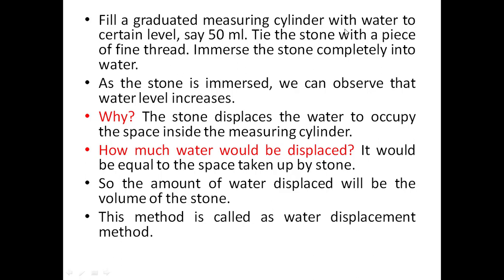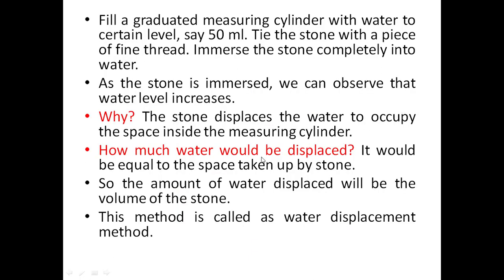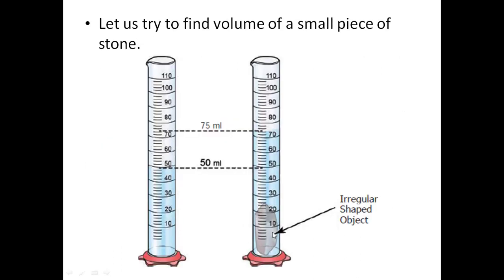Fill a graduated measuring cylinder with water to a certain level, say 50 ml. Tie the stone with a piece of fine thread. Immerse the stone completely into the water. As the stone is immersed, we can observe that the water level increases. Why? The stone displaces the water to occupy the space inside the cylinder. How much water would be displaced? It would be equal to the space taken up by the stone.